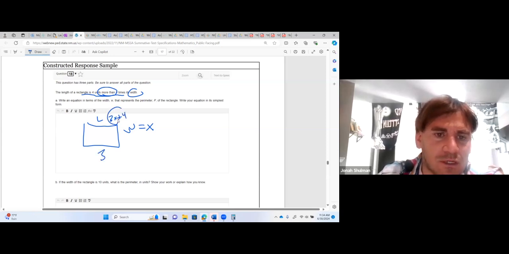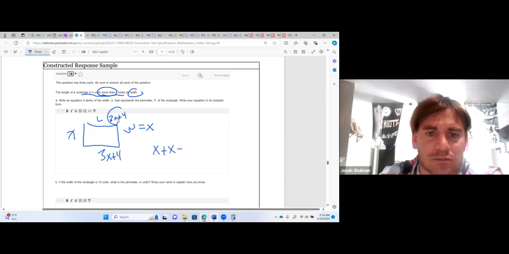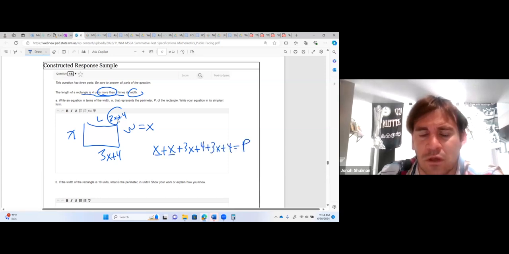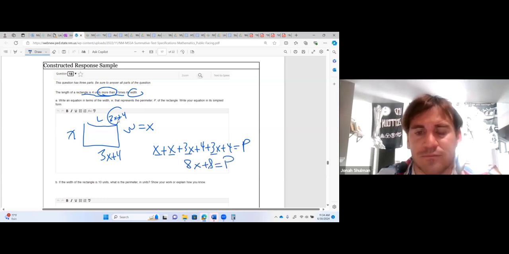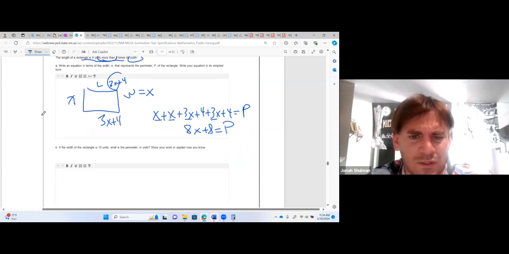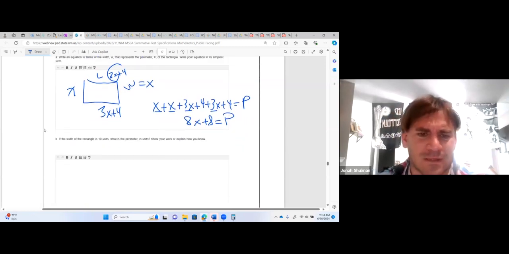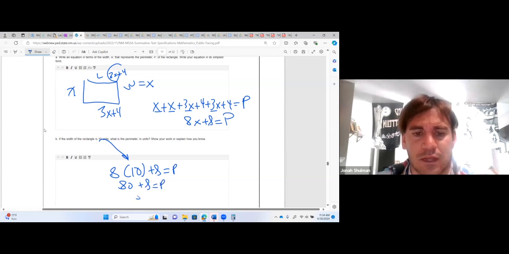The perimeter. So that's 3X plus 4, and that's X. So it's X plus 3X plus 4 plus 3X plus 4 equals the perimeter. 1, 2, 3, 6. So it's 8X plus 8 equals P. Ta-da! The width is 10. What's the perimeter? 8 times 10 plus 8 equals P. 80 plus 8. 88 is the perimeter. Cool.